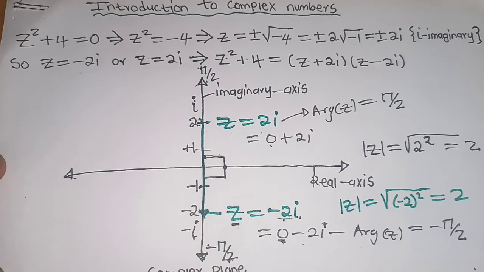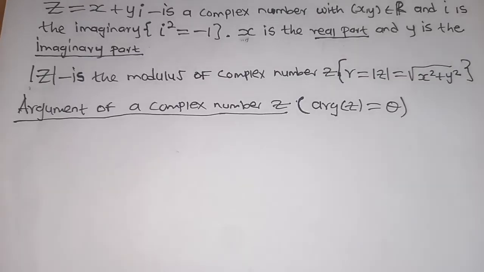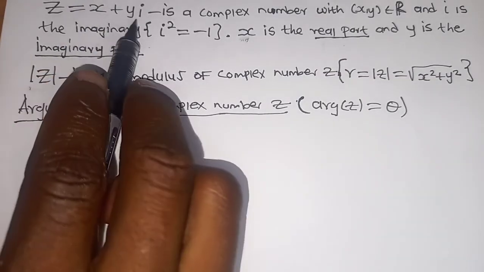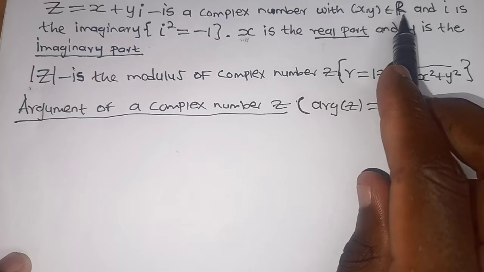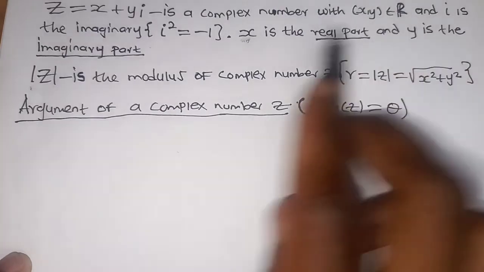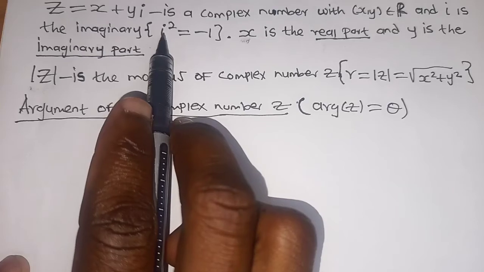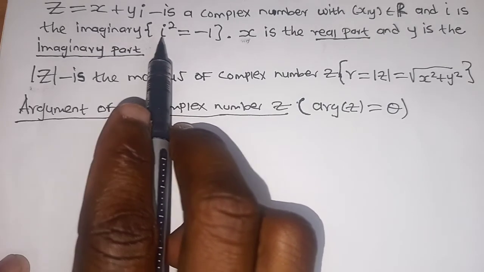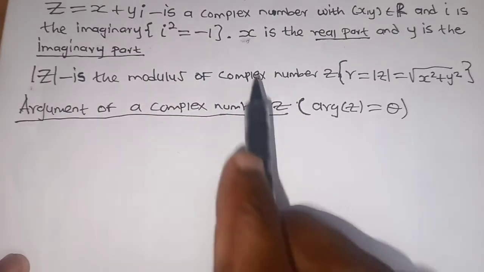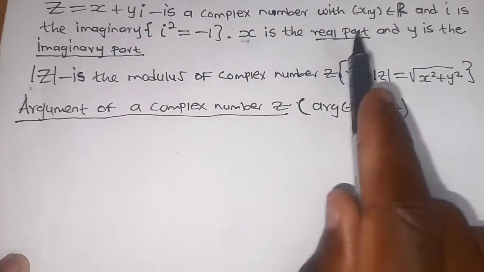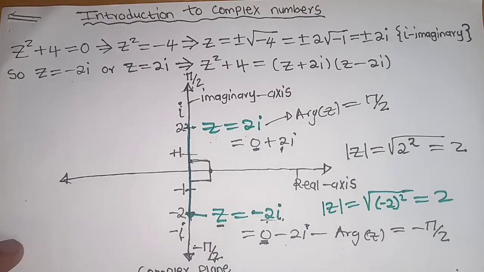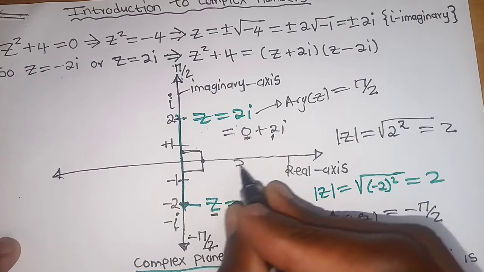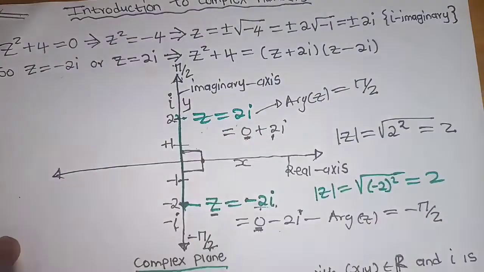So to have a better picture of this, let's first define what a complex number is. Generally, z is given by x plus yi, which represents a complex number. In this case, x and y are elements of real numbers, and i is the imaginary unit, as you know that i is the square root of negative 1, so i squared is negative 1. We also refer to x as the real part and y as the imaginary part. So x is defined on the real axis and y on the imaginary.